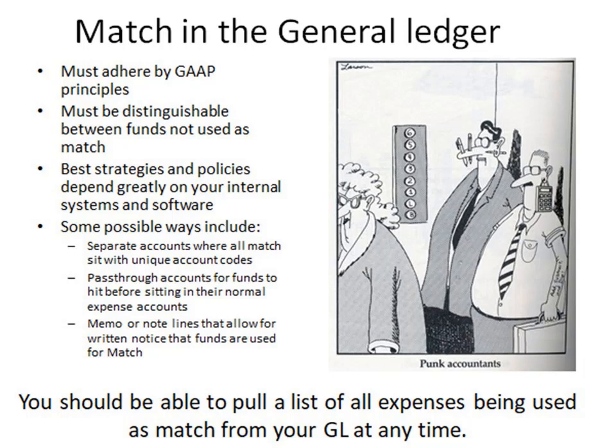Or you can have a memo or note line that allows written notice that funds are used as match. The general rule of thumb is that at any time you should be able to pull a list of all of the expenses being used as match from your GL.